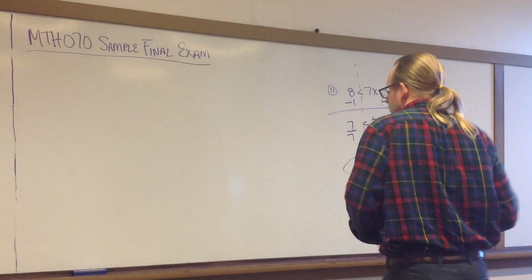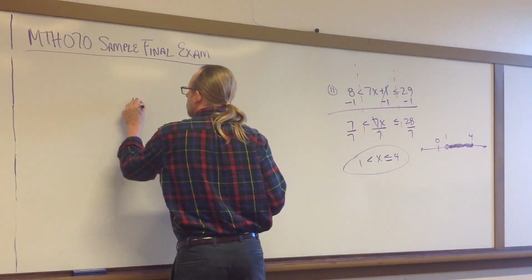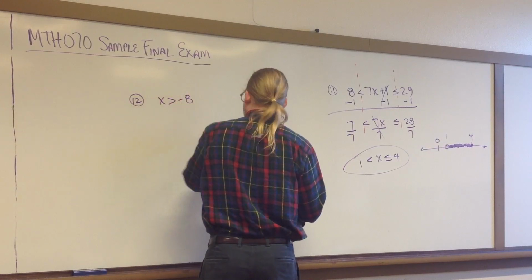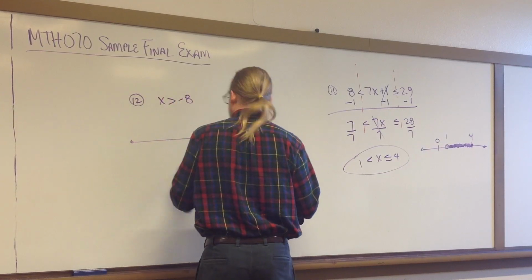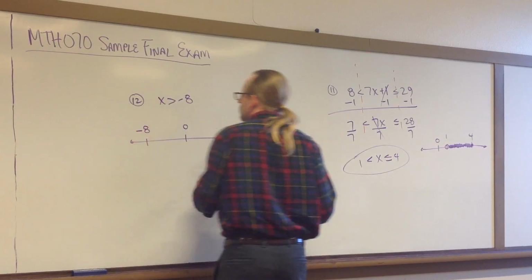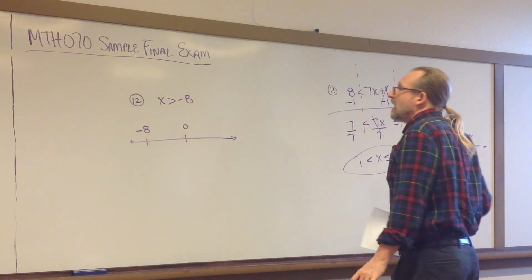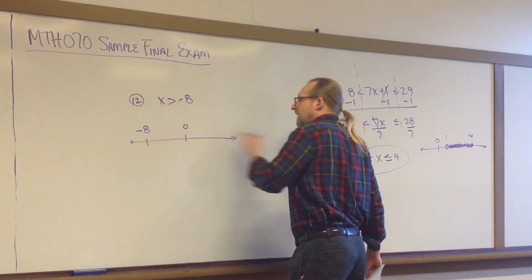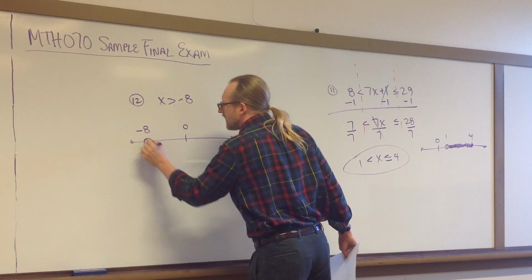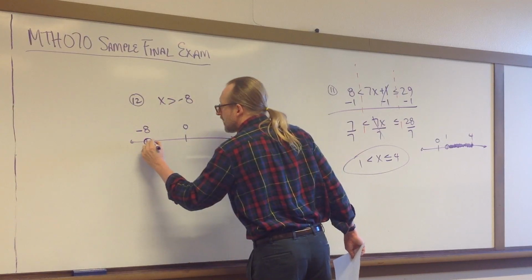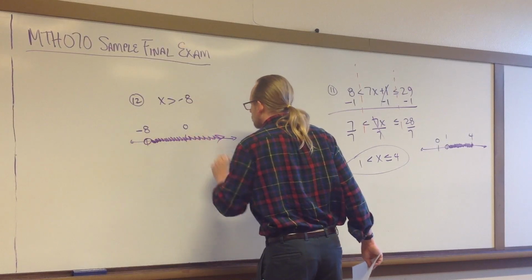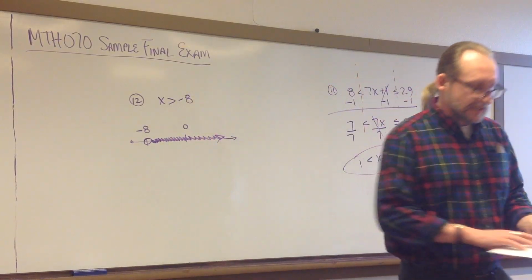Problem 12. We want to graph x greater than -8 on this number line. So just go ahead and put the -8 to the left of the 0. The x's should be greater than -8, so that's going to be everything out here. We're going to put an open circle on here because there's no equals to there. And so there's all the x's greater than -8.